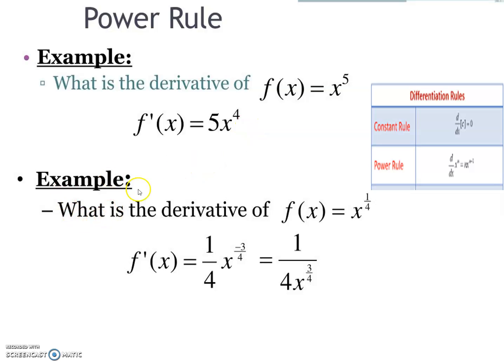Now we take the next example. What is the derivative of f of x is equal to x raised to 1 upon 4? So 1 upon 4 remains the same, x raised to 1 upon 4 minus 1, that is 1 minus 4 upon 4, which is minus 3 upon 4. We know that x raised to minus n is 1 upon x raised to n. So it is 1 upon x raised to 3 upon 4. It goes to the denominator. We have to use the law of indices.